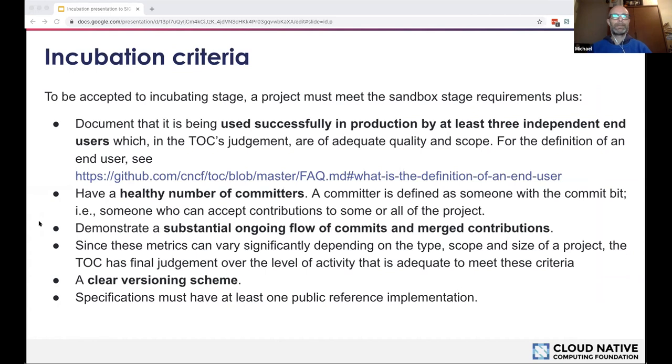Let's look at incubation. So these are the criteria as set out by the TOC. And I've just picked out in bold the things that are relevant here. So the project must be used successfully in production by at least three independent end users, have a healthy number of committers, a substantial ongoing flow of commits and contributions, and a clear versioning scheme. And I think that last one is a stand-in for having some process around releases and some idea of there being backward compatibility and so on.